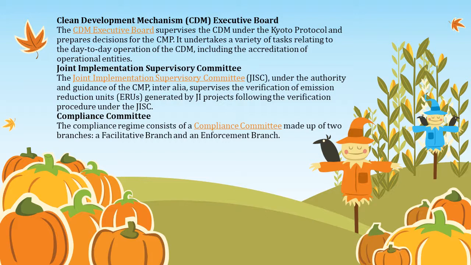Along with that, you have a Joint Implementation Supervisory Committee, which, under the authority and guidance of the CMP itself, inter alia, supervises the verification of emission reduction units. Now, ERUs, the so-called emission reduction units, are quantified units to quantify emissions, which have been adopted under the joint implementation scheme. So the Joint Implementation Supervisory Committee supervises and verifies the JI market-based mechanism, and the CDM Executive Board looks into the CDM market-based mechanism. And along with that, there is a compliance committee. The compliance regime basically consists of this compliance committee, which is made up of two branches, a facilitative branch and an enforcement branch.